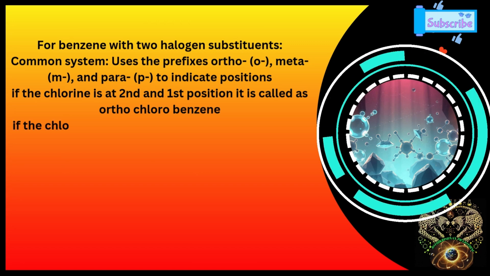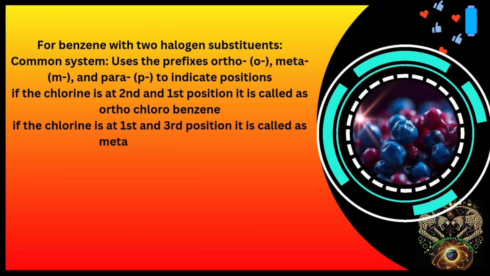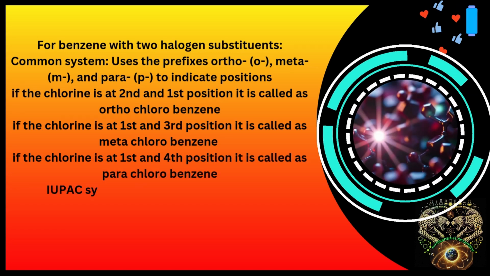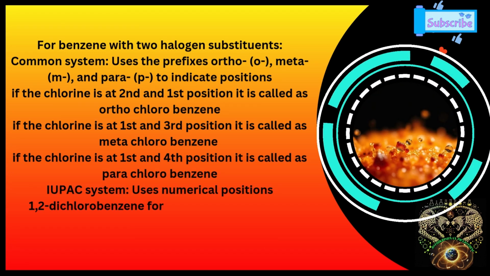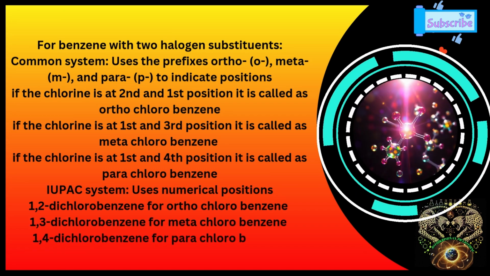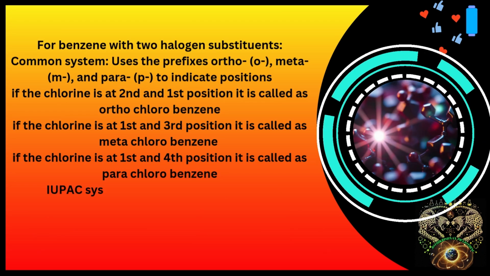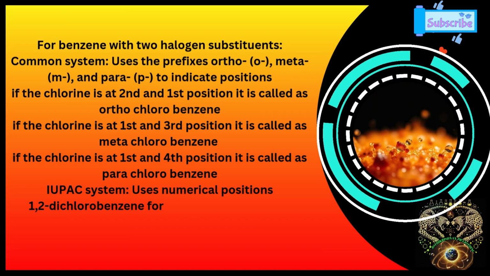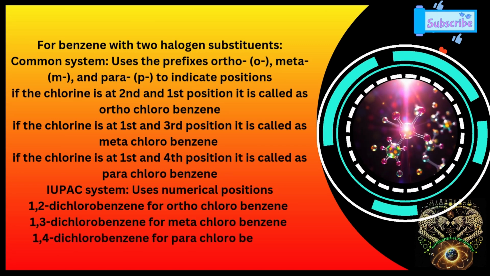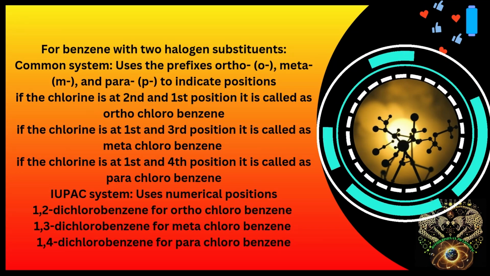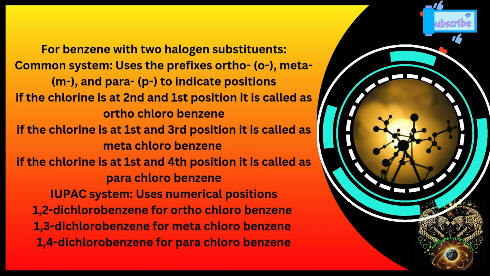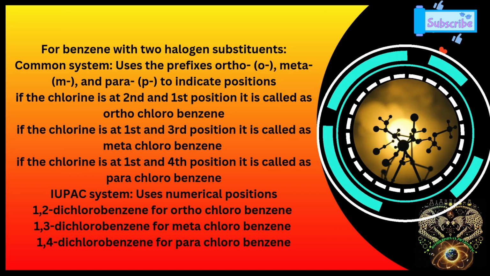For benzene with two halogen substituents, the common system uses the prefixes ortho, meta and para to indicate positions. If the chlorine is at second and first position, it is called orthodichlorobenzene. If the chlorine is at first and third position, it is called metadichlorobenzene. If the chlorine is at first and fourth position, it is called paradichlorobenzene. The IUPAC system uses numerical positions. For example, 1,2-dichlorobenzene is used for ortho, 1,3-dichlorobenzene instead of meta, and 1,4-dichlorobenzene instead of para.